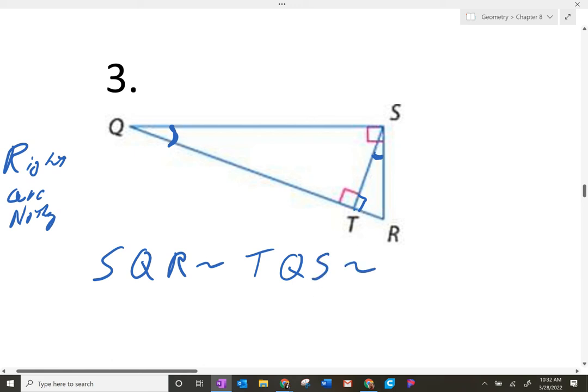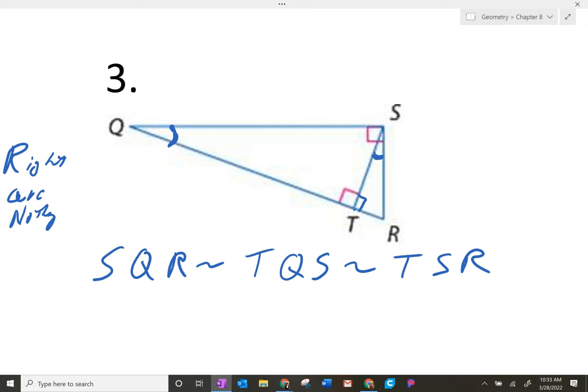And then my last one is going to go from my T to my S to my R. How do you know where to start when you start listing the numbers or the letters? I usually start with a right angle. Does it matter? It does not matter as long as you're consistent.